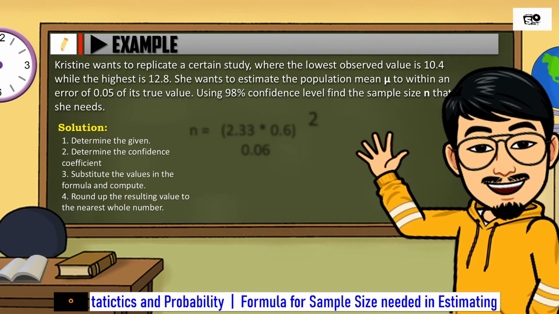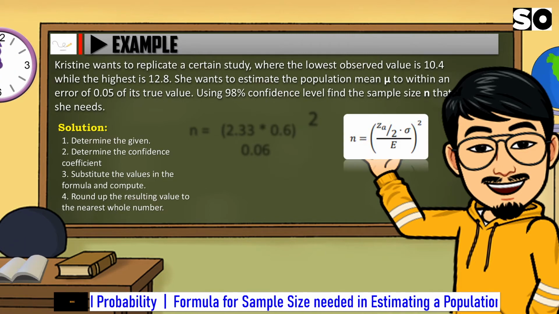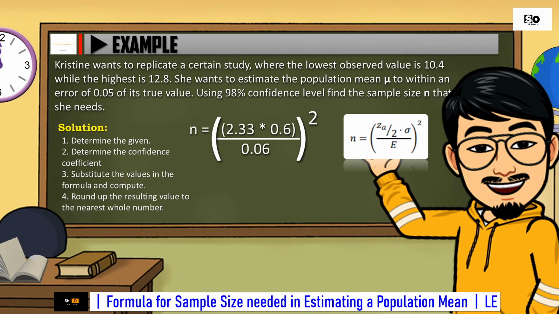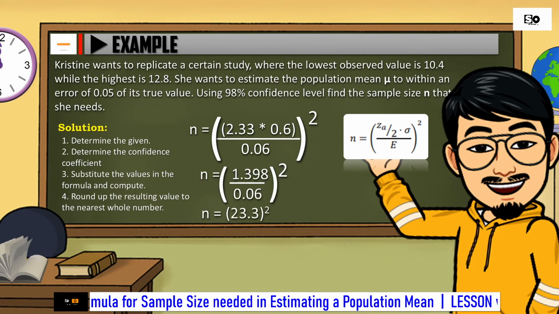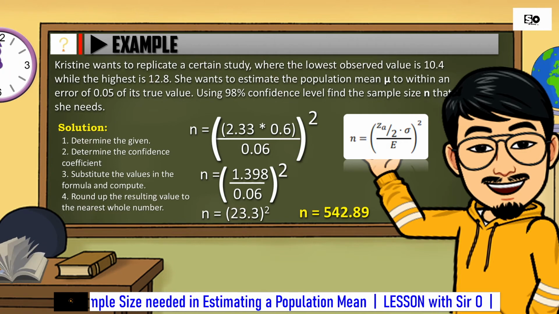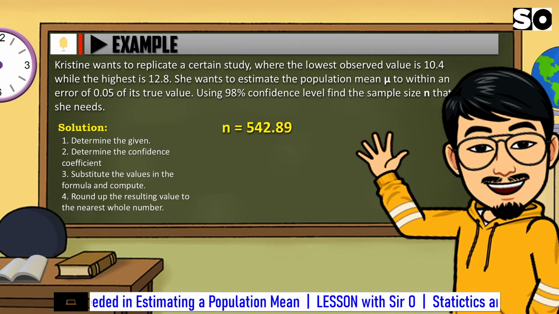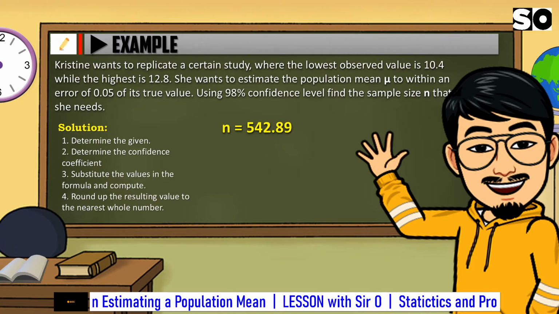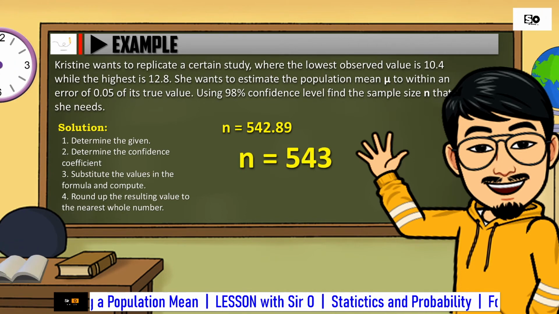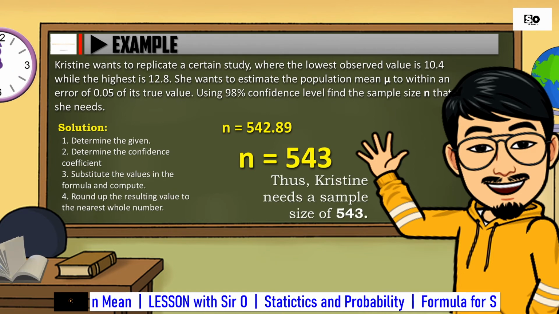Now, we're going to substitute the values in the formula and compute. This is the formula we're going to use. Substitute the given, then perform the operations. In this example, n is equal to 542.89. Last is to round up the resulting value to the nearest whole number. In this example, n is equal to 543. Christine needs a sample size of 543.